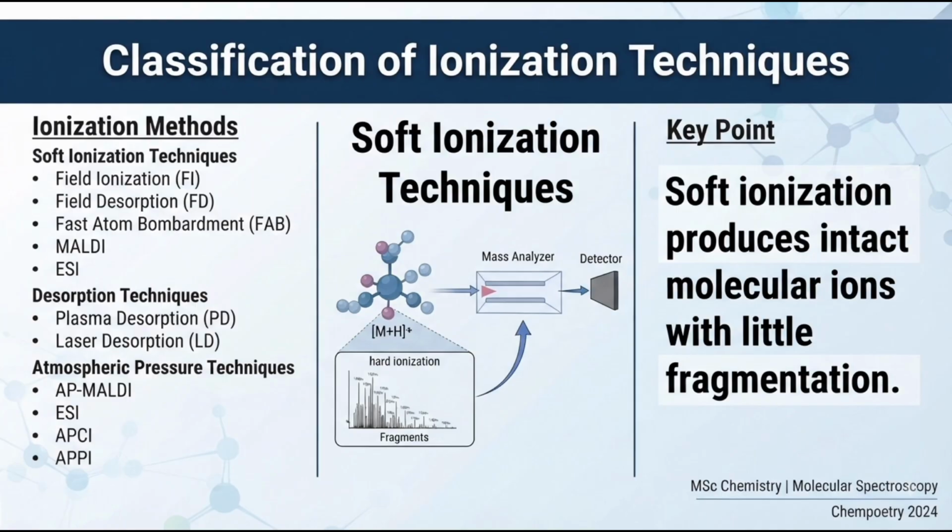So, we get M to M plus radical, which is called fragment ions. A classic example is electron ionization, EI.